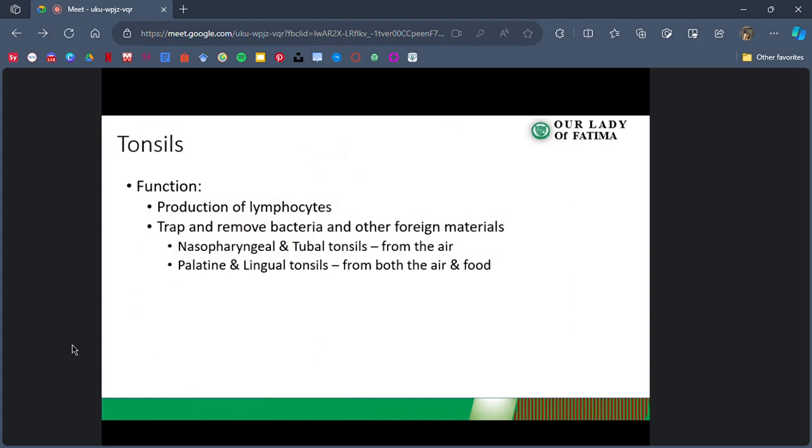Tonsils act as the first line of defense against ingested or inhaled pathogens by trapping them from the air that we breathe and from the food and water that we ingest. Again, the nasopharyngeal and tubal tonsils will mainly filter the air that passes through the nasopharynx, whereas the palatine and the lingual tonsils will mainly filter the food, water, and air that passes through the oropharynx.